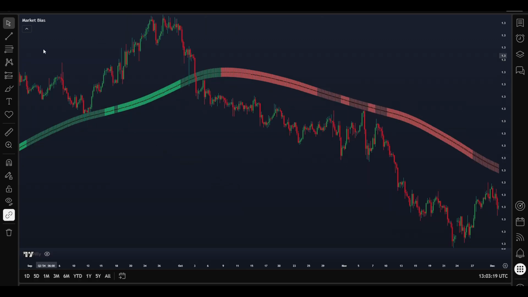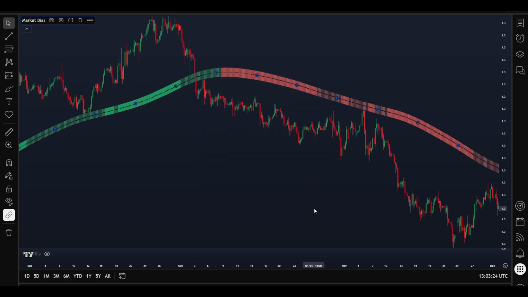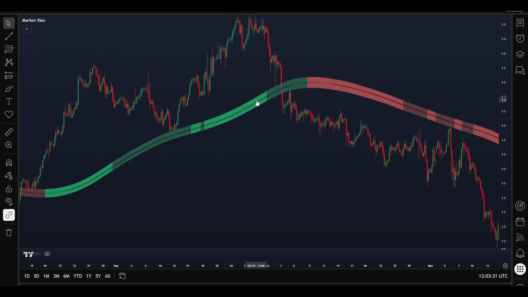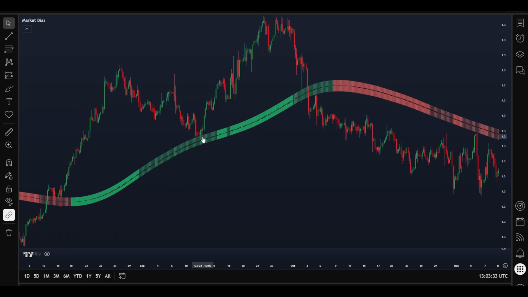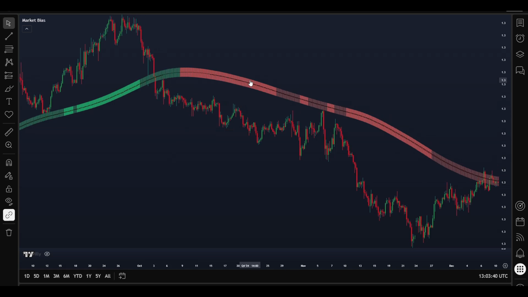Indicator settings. Market bias, we will keep the default settings as they are best suited for our setup. Reading rule. The ribbon is built from smooth Heiken Ashi. Bright green equals normal bullish state. When a pullback forms in an uptrend, the ribbon flips to dark green. Bright red equals normal bearish state. During a pullback in a downtrend, the ribbon flips to dark red.